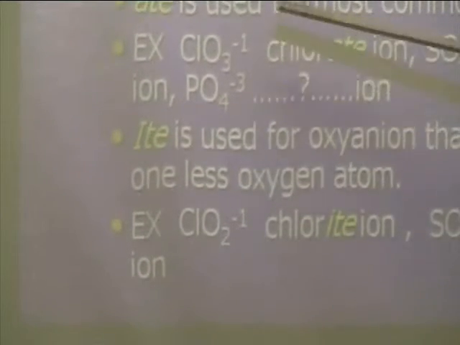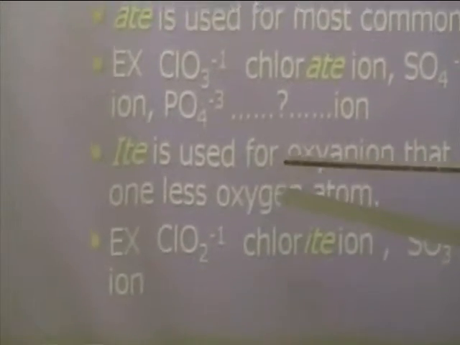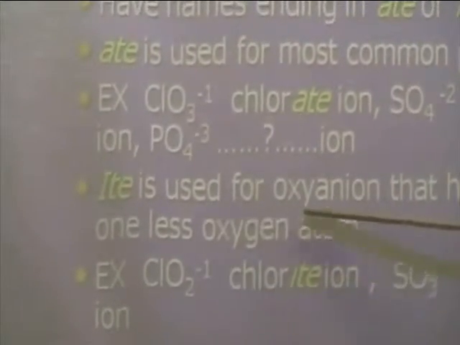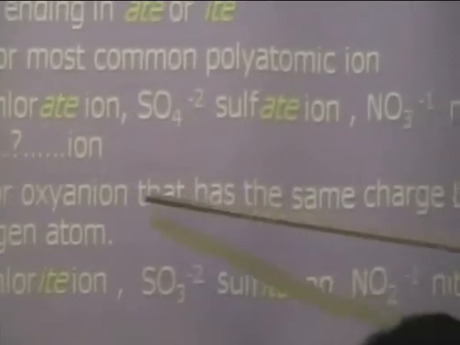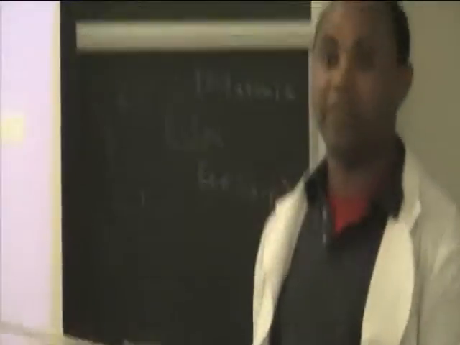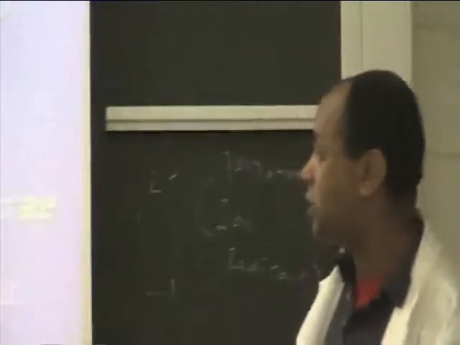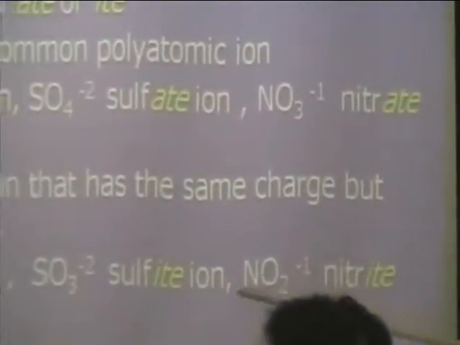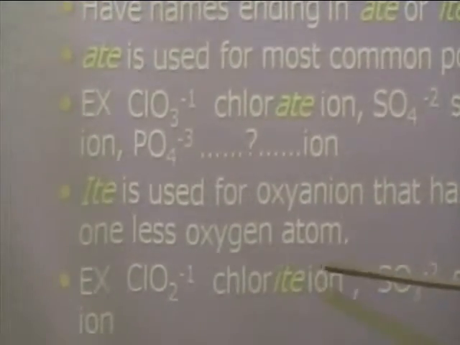Now, if I know ATE, honestly speaking, I don't need to know ITE. ITE is used for oxyanions. By the way, we call these oxyanions because in all cases, you can see oxygen takes part. ITE is used for an oxyanion that has the same charge, but what? One less oxygen.